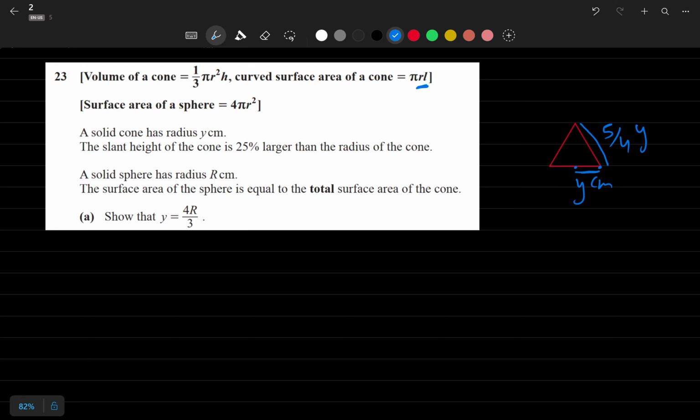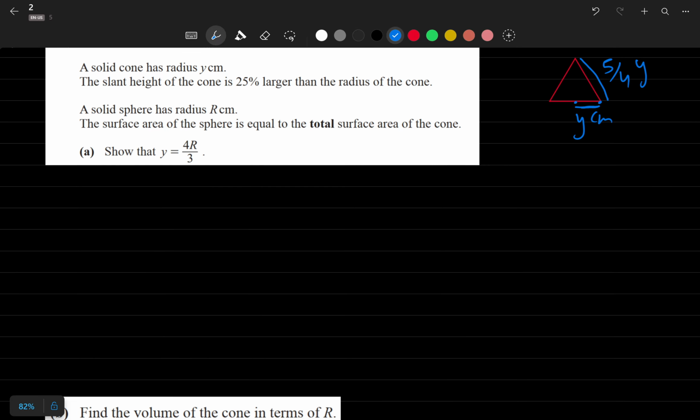Now a solid sphere has a radius r centimeter. This is a sphere, this is the radius, let's say, and it is denoted with capital R centimeter. Surface area of sphere is equal to the total surface area of cone.